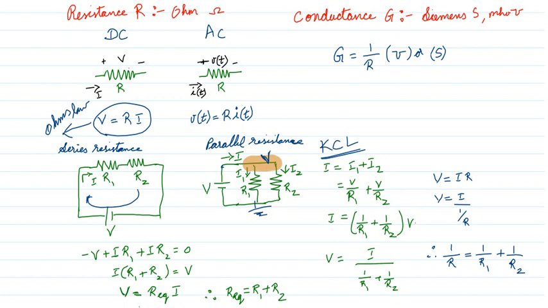Okay. So what is 1 by R now? Compare this expression with the standard expression. V equal to I divided by 1 by R is equal to V equal to I divided by this expression. So 1 by R is equal to this term. So 1 by R is equal to 1 by R1 plus 1 by R2. Okay, so I can say if it is in parallel, I can find the equivalent resistance by 1 by R equal to 1 by R1 plus 1 by R2.